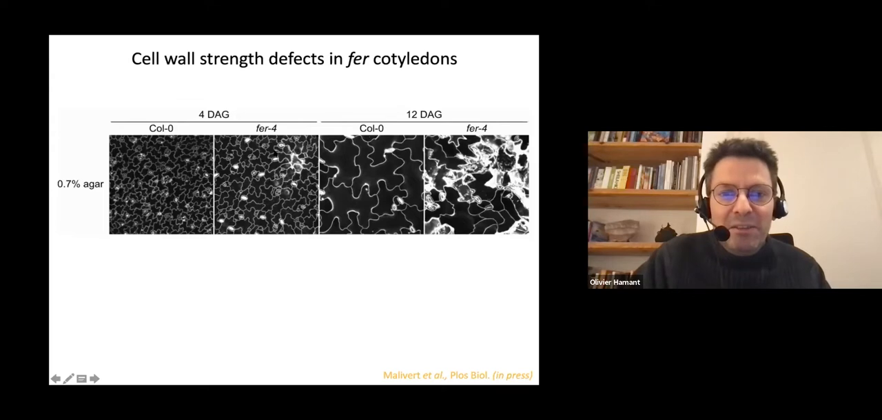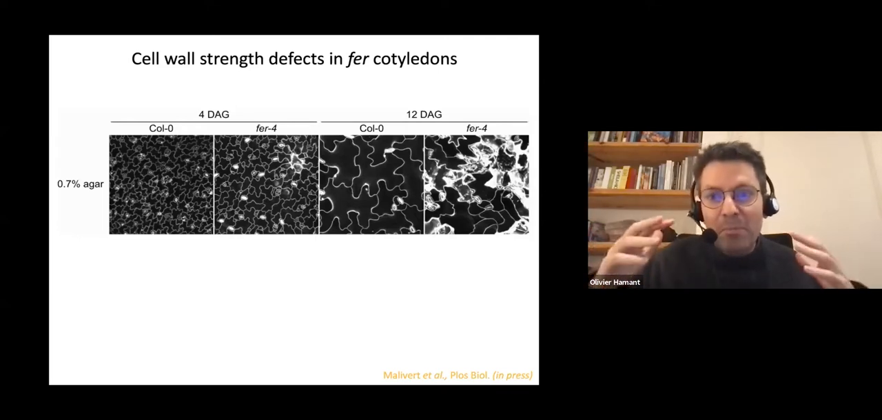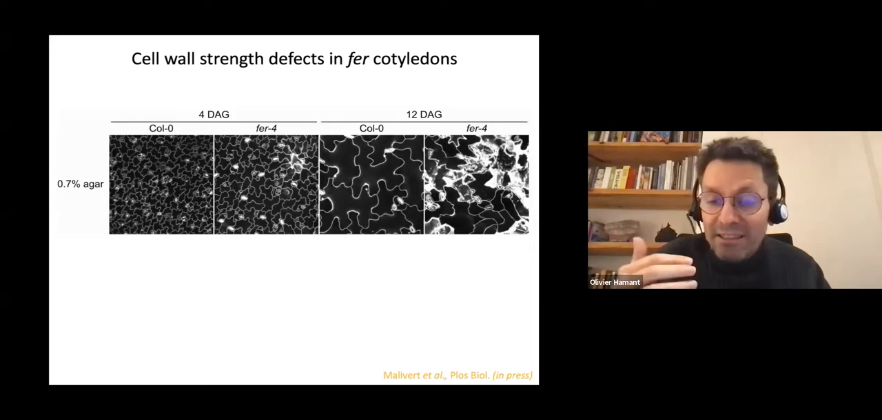The interesting thing is when you look at this mutant, feronia, a mutant in one of the receptor-like kinases I mentioned earlier. You see this white stuff here: this is propidium iodide staining showing a dead cell. If you look 12 days later, there's a lot of death, a lot of cells have died. When we look at the kinetics, these are cells that have swollen and then burst. So these are cells that are unable to manage the stress level.